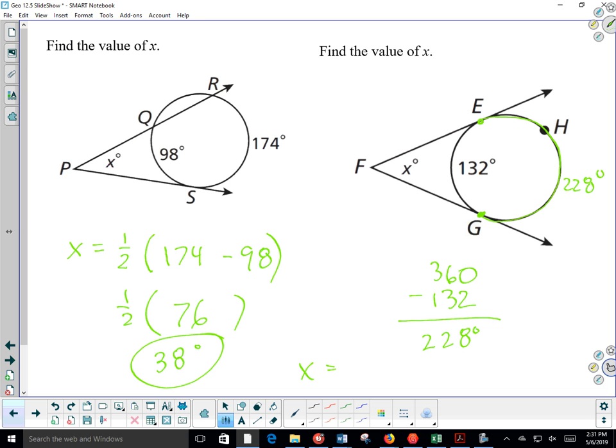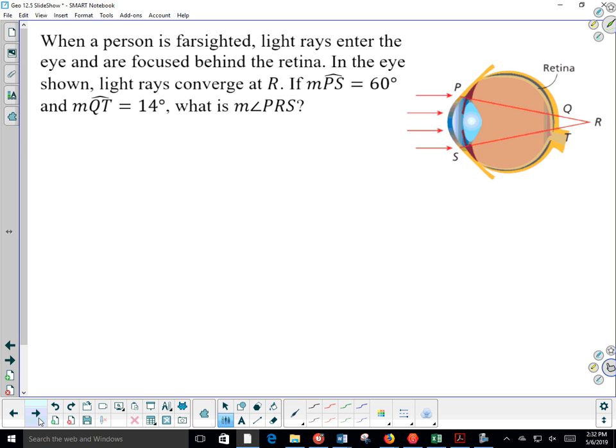So x is going to be 1/2 of 228 minus 132, which is 96. So half of 96, which is 48, which is 48 degrees. Do people agree with this? Yep. All good? Yeah. Yep.